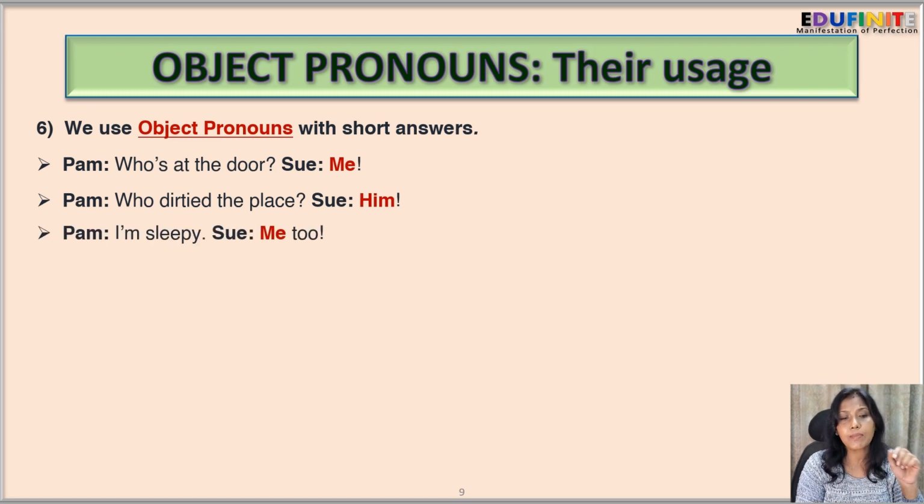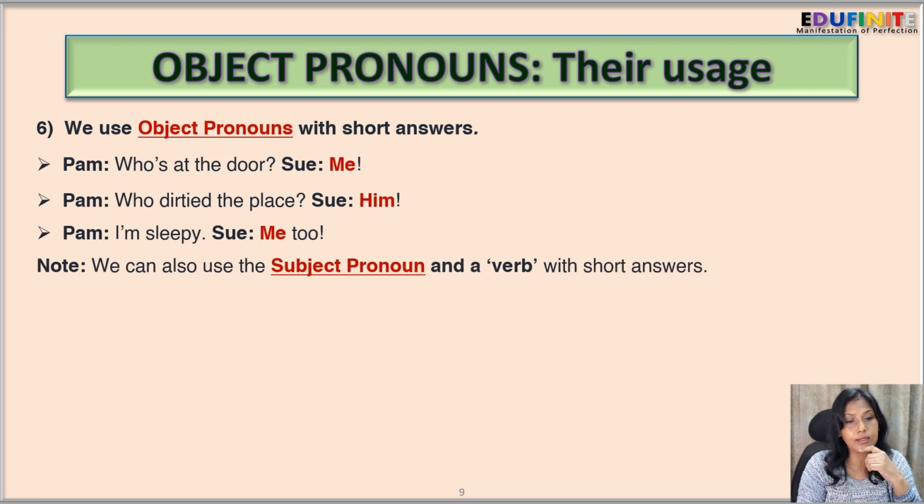Next, Pam says, I'm sleepy. What does Sue say? Me too. That means she is feeling sleepy too. She'll never say, I too. It's always me too. That means the object pronoun has to be used when you are giving short answers.